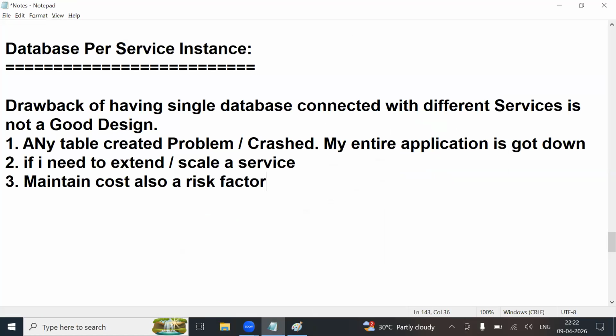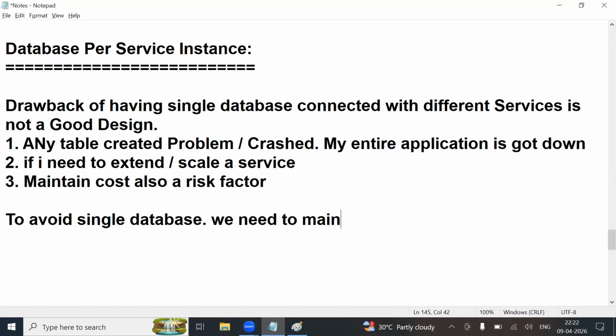Yes, sir. So, to avoid a single database, what is the best approach? We need to maintain a database for every service. Every service has its own database. Do you all agree with this? Yes, sir.